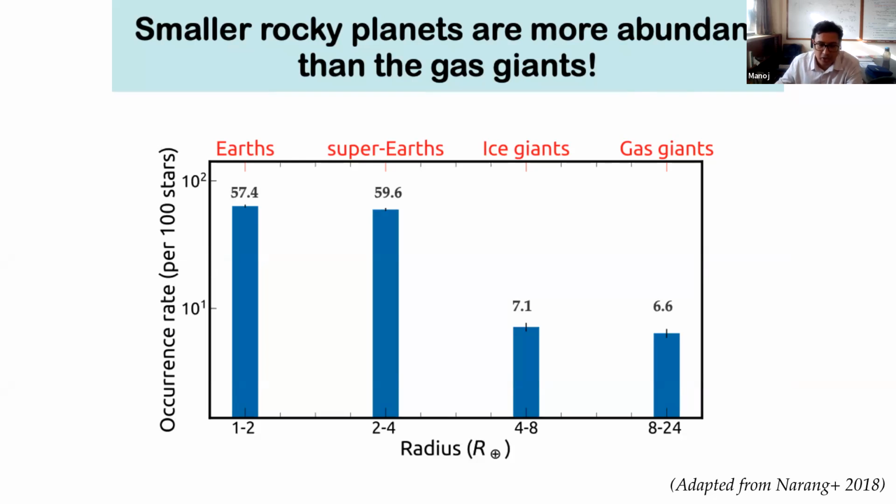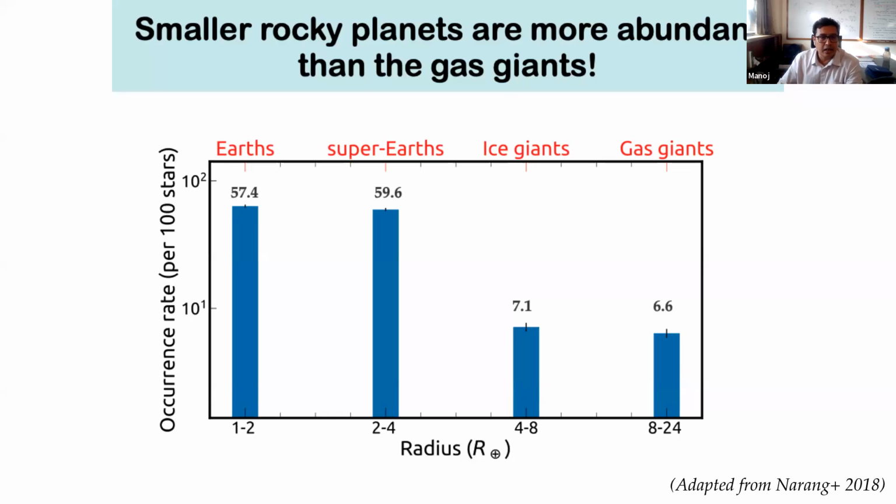Yes, Ravi is asking a question. I have to say that all this occurrence rate that I'm showing you is primarily based on Kepler data, and it's really complete only for an orbital period of less than 1 year. Whatever results I'm saying, and I would have said this later in the talk, it's strictly true only for planets with orbital period less than 1 year.